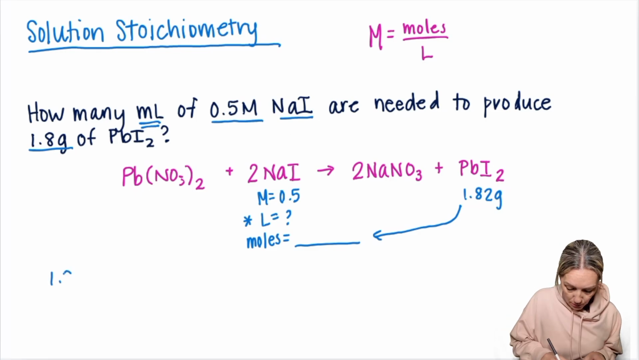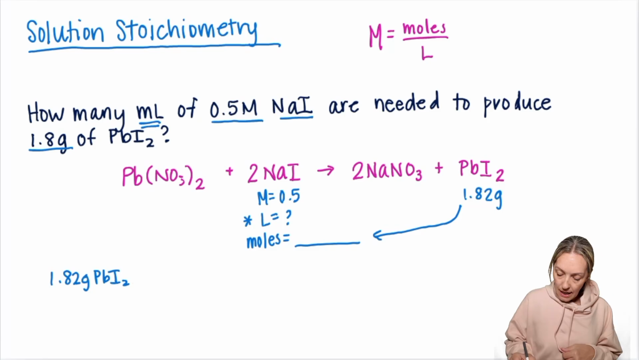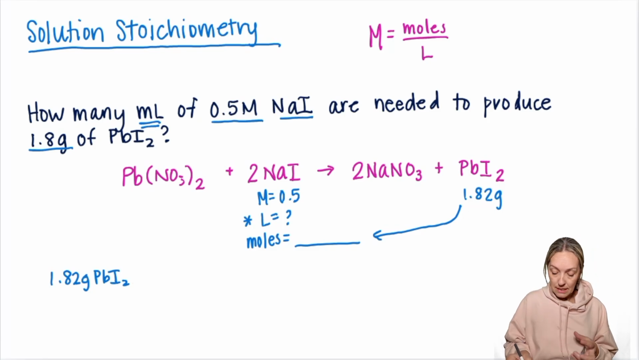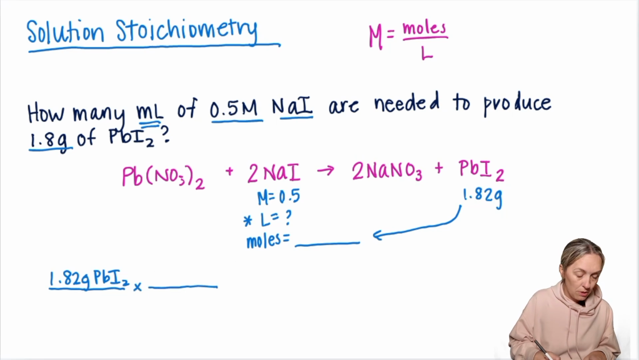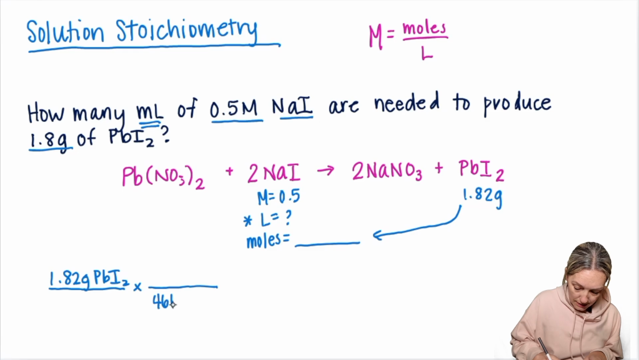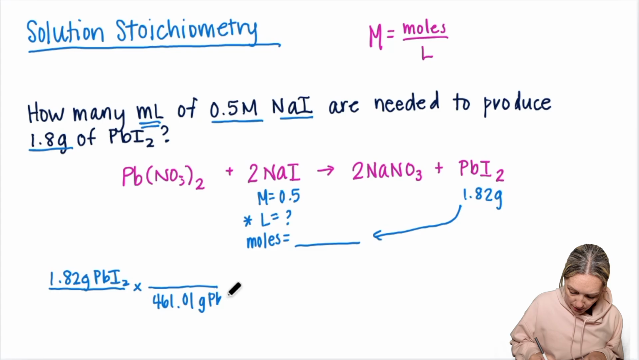We're going to start with the 1.82 grams of PbI2. I need to convert those grams into moles. In order to do that, I'm going to go to the periodic table and add up the molar mass of PbI2, which is 461.01. That many grams of PbI2 is equivalent to 1 mole of PbI2.